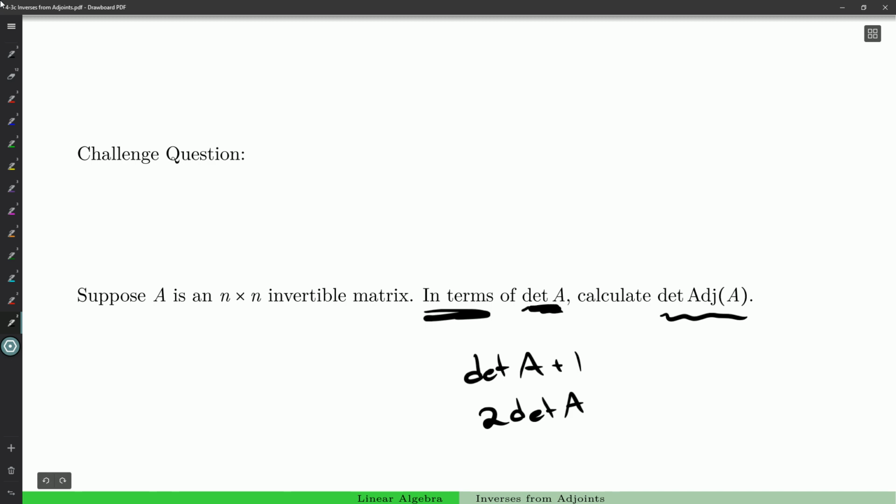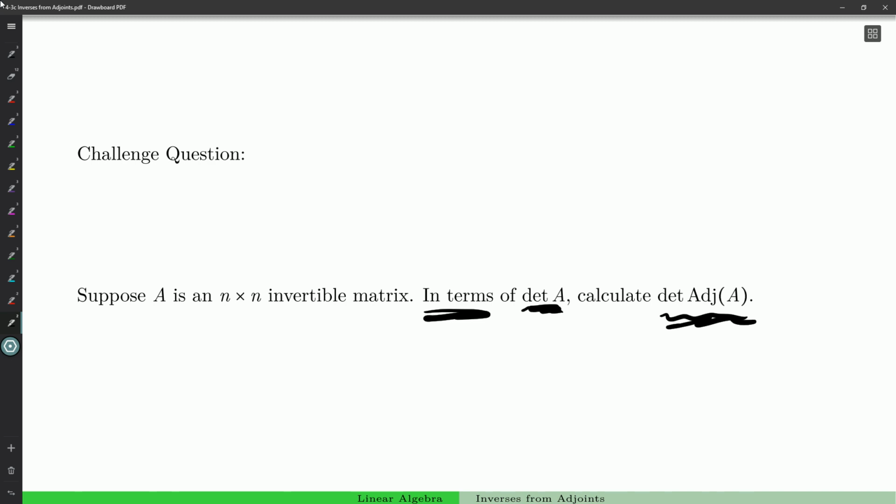You tell me the determinant of A is 3, I do this, this, this, and I calculate the determinant of the adjoint. That's the idea here. Okay? Neither of these is going to be true, but that's what we're looking for. Just some formula, some expression in terms of the determinant of A. So it's a challenge question.